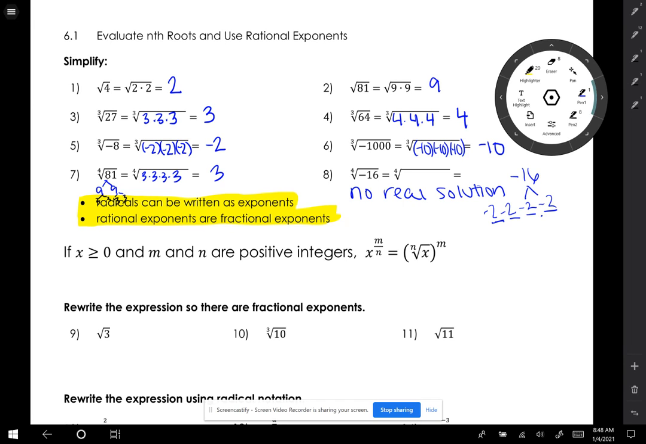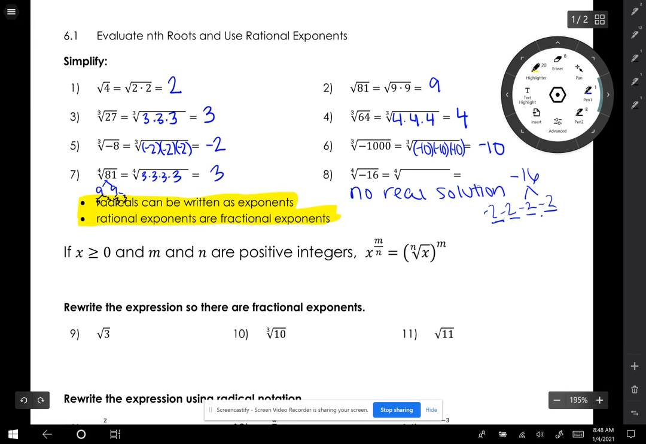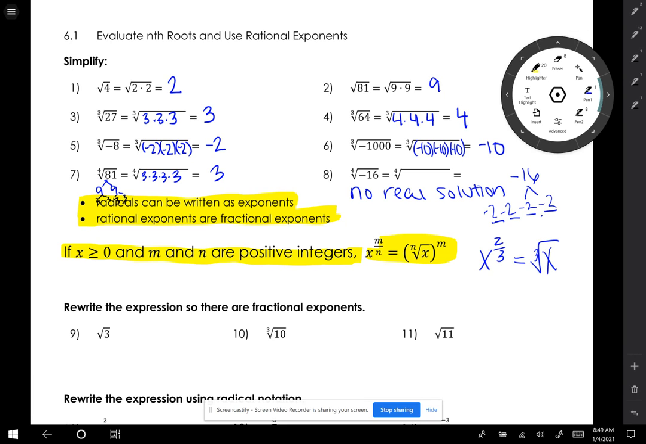If you look, we say here if x is greater than 0 and m and n are positive integers, then x to the m over n will equal the nth root of x to the mth power. What that means is, as an example, if you have x to the 2/3, the bottom number of your fraction is what your root is going to be. So it would be the cubed root of x, because 3 is the bottom number in your fraction. The top number in your fraction is the exponent, so it'd be to the second power. Those two things mean the same thing.